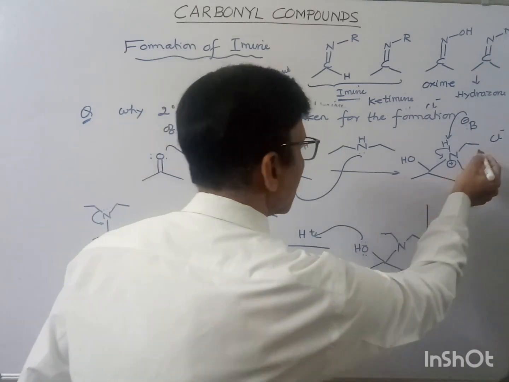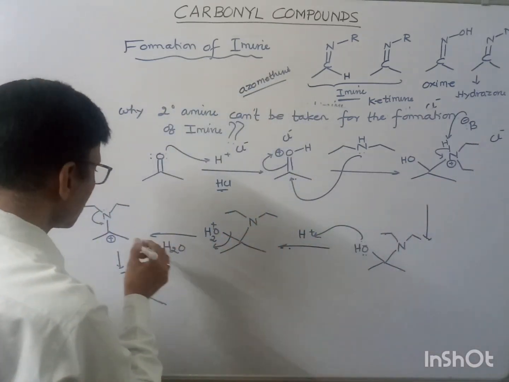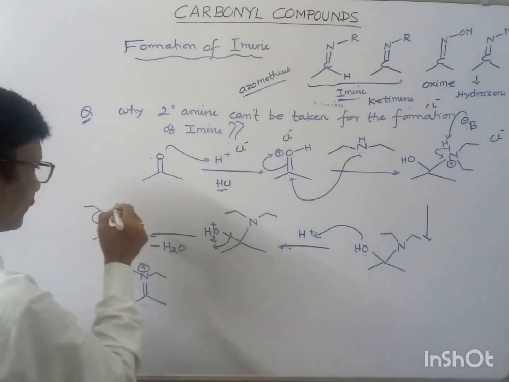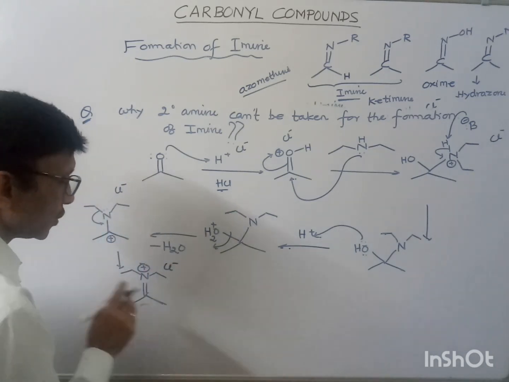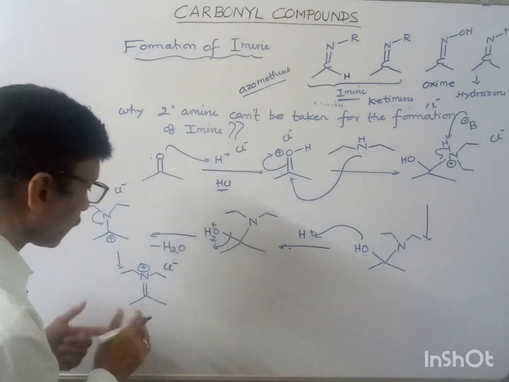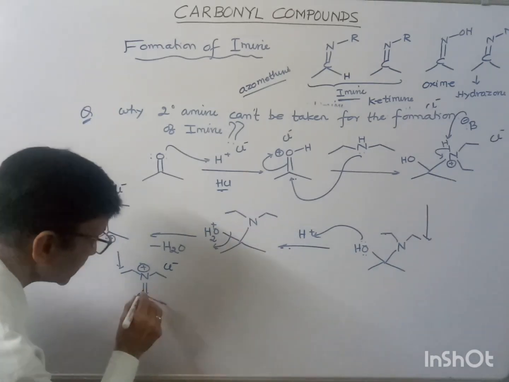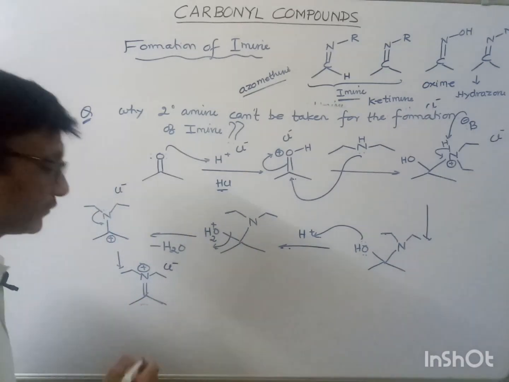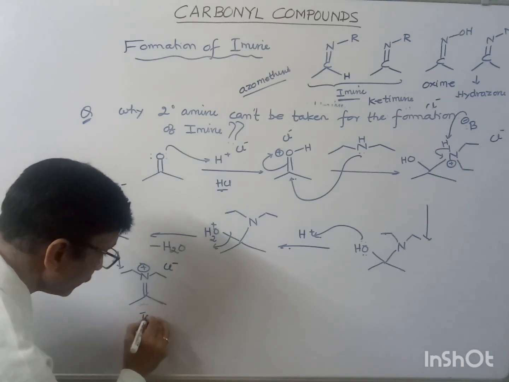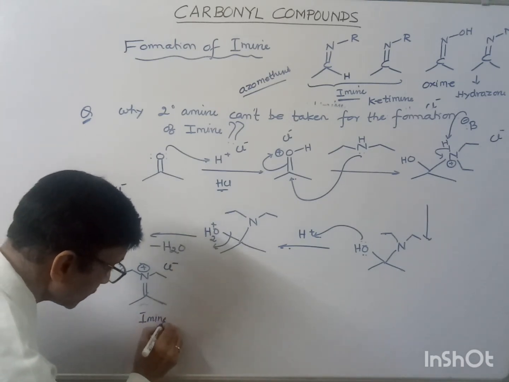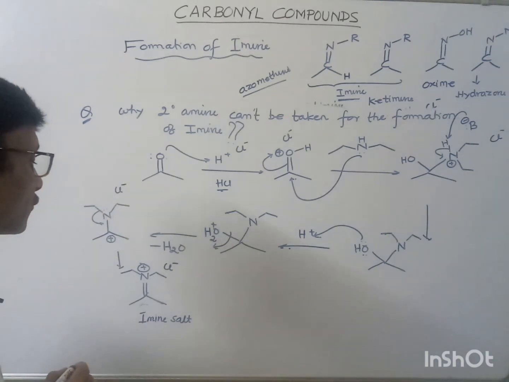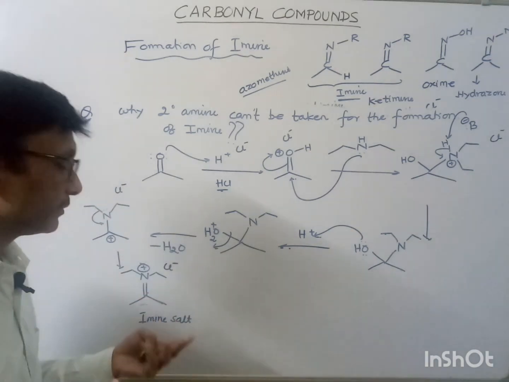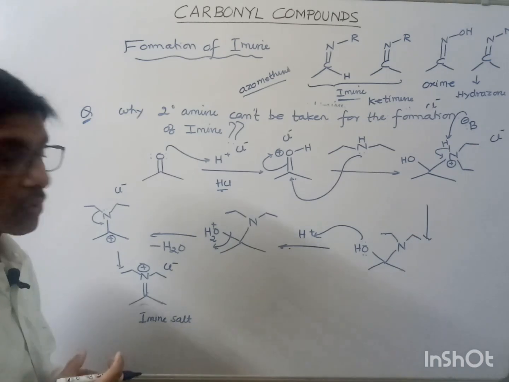Now this Cl minus is also present here in the reaction mixture. We have a Cl minus here also. So what we have got here is the imine salt. In place of the imine, we will not get the imine, we will get the salt of the imine.